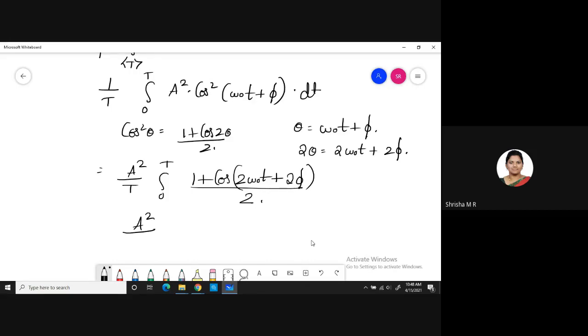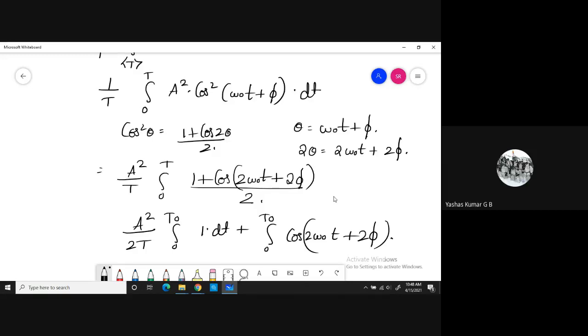So we have A square by 2T. If you integrate 0 to T with respect to 1 into dt plus 0 to T, I'll split that. So you have cos 2 omega naught t plus 2 phi. So what do you get if you integrate this? If you integrate cosine, what do you get? Sine.